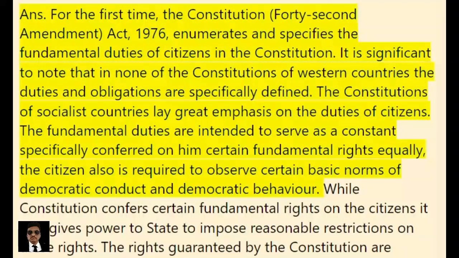the Constitution. It is significant to note that in none of the constitutions of Western countries are the duties and obligations specifically defined. The constitutions of socialist countries lay great emphasis on the duties of citizens. The fundamental duties are intended to serve as a constant reminder that while the Constitution has specifically conferred on him certain fundamental rights, equally the citizen also is required to observe certain basic norms of democratic conduct and democratic behavior.